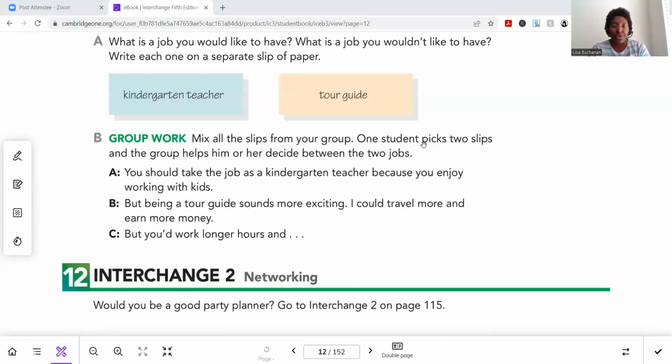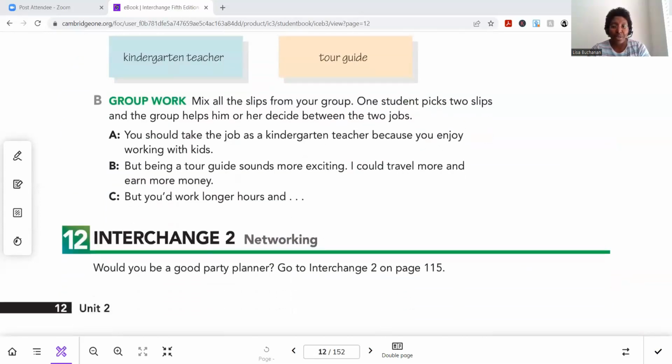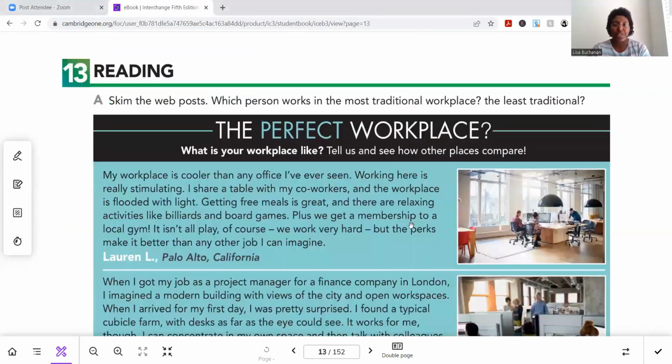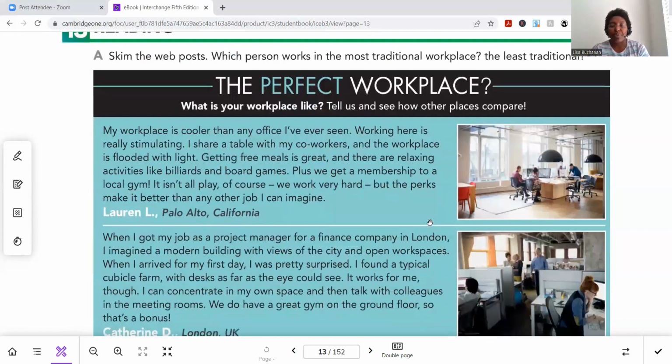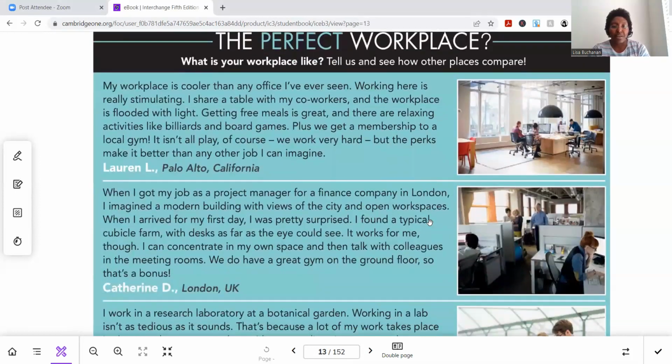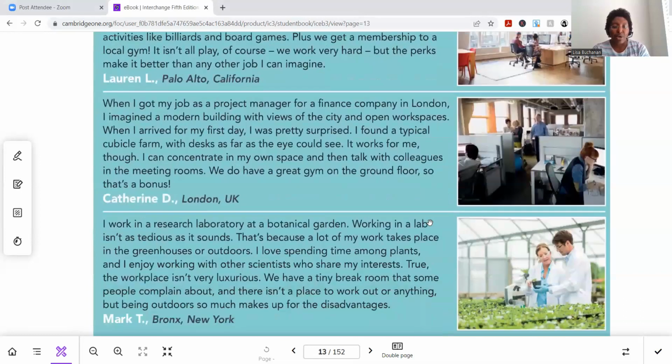Okay, so we're just going to go to the next page. We're on page 13, the perfect workplace. What is your workplace like? So again, you have to be able to express that. We will just read through one of them as an example, but you can go ahead and pause the video if you'd like to take a closer look at these. So we have Laura in Palo Alto, California, Catherine in London, UK, and Mark from Bronx, New York.